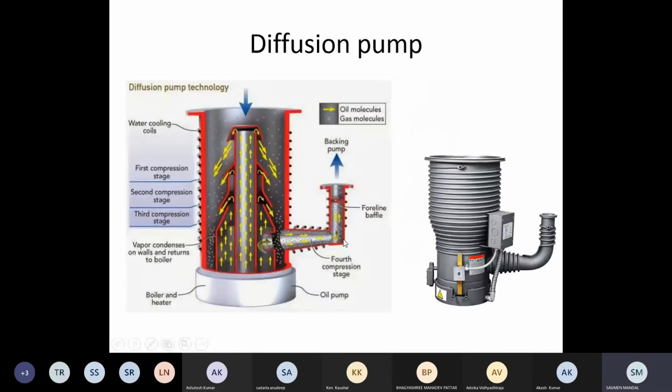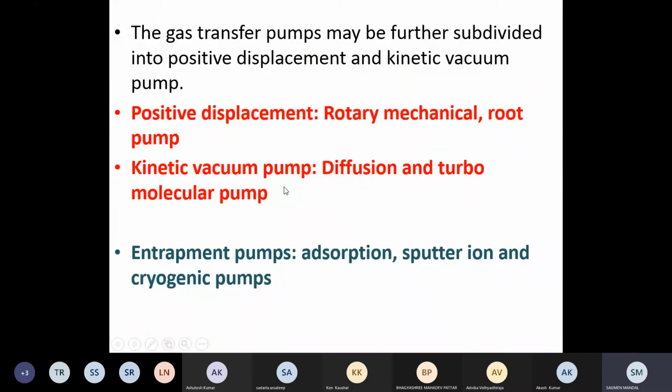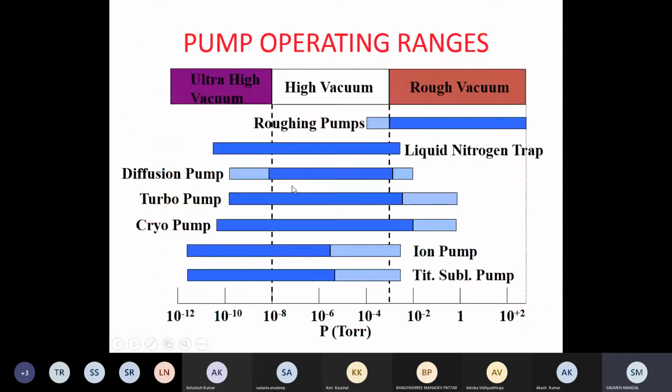Now second is the diffusion pump. The diffusion pump is a kinetic vacuum pump. There are two types: positive displacement and kinetic vacuum pumps. So the diffusion pump and the turbomolecular pump are kinetic vacuum pumps.